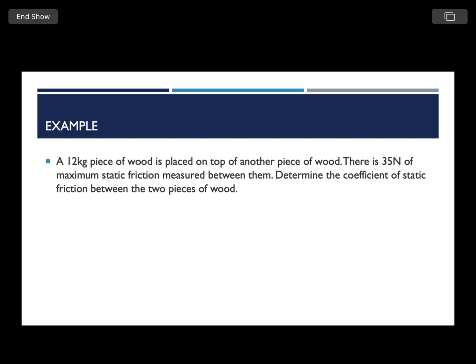Okay, so let's take a look at an example here. We get a 12-kilogram piece of wood placed on top of another piece of wood. There is 35 newtons of maximum static friction measured between them. Determine the coefficient of static friction between the two pieces of wood. Okay, so this is kind of the way it goes here. So we've got one block of wood and another block of wood. This one here is 12 kilograms.